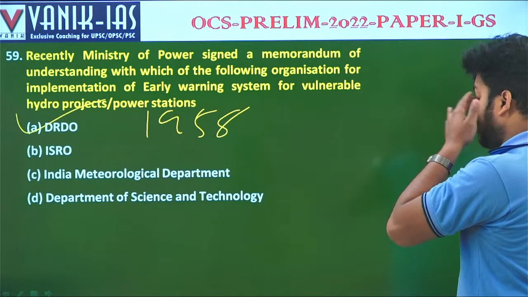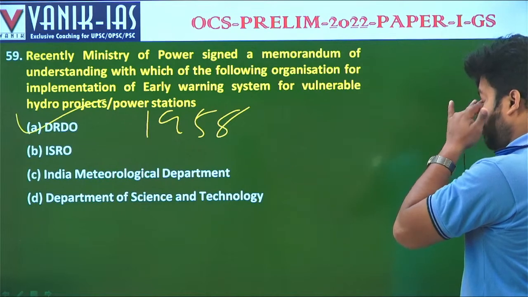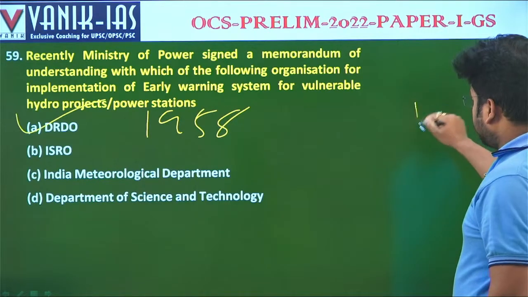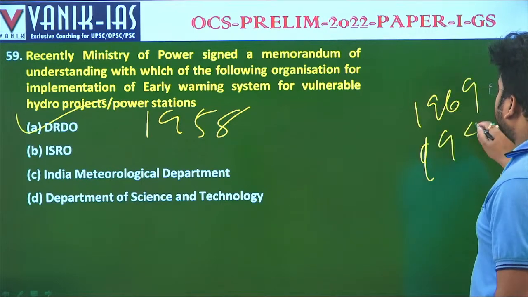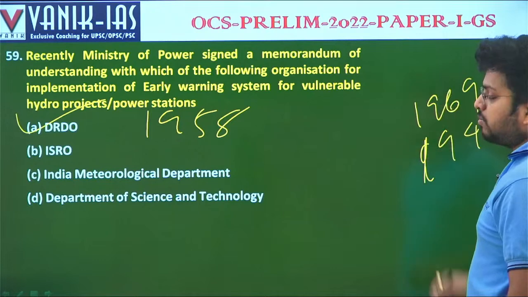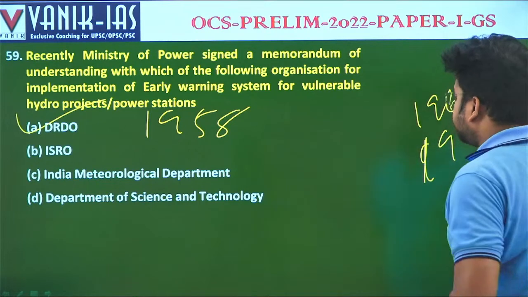Headquarters of DRDO is New Delhi. ISRO was established in 1969. CSIR was established in 1942. ISRO headquarters is in Bangalore, Karnataka. CSIR headquarters is in New Delhi.